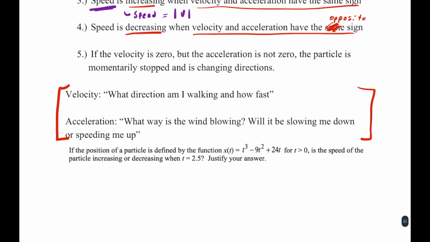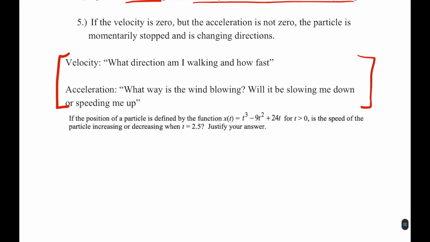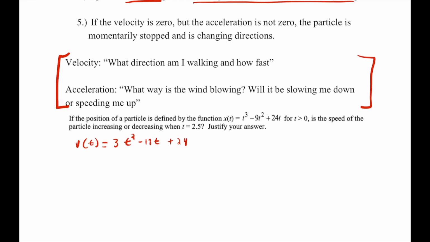And so the last example here today, if we have position is t cubed minus 9t squared plus 24t, just working with this same function here, is the speed of the particle increasing or decreasing when t is equal to 2.5? So first I would get my velocity function, and using the power rule, my velocity is 3t squared minus 18t plus 24. And my acceleration will just be the derivative of that.